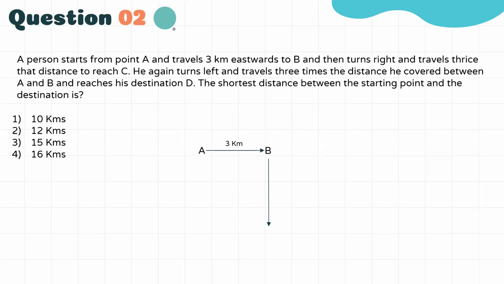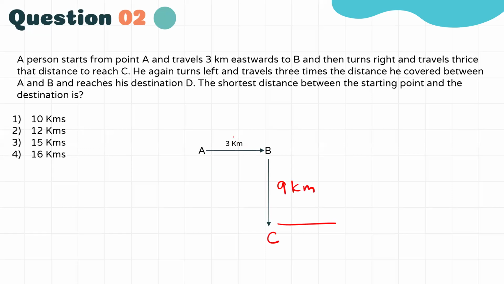All right, let's begin. So a person starts from a point A and travels 3 kilometers towards B, then turns right and travels thrice that distance. So 3 threes are 9, so 9 kilometers to reach C. He again turns left and travels 3 times the distance he covered between A and B to reach D.